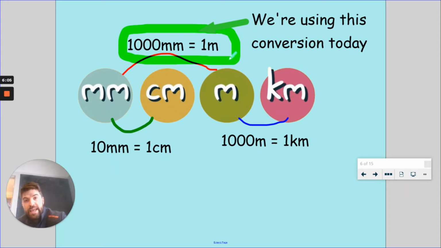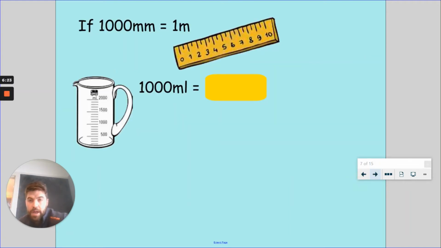This is the key conversion that we're going to use today. 1,000 millimeters equals 1 meter. Now, in the word millimeter, we've got that prefix, milli, M-I-L-L-I. And we can spot it in our other unit for today. So 1,000 millimeters is the same as 1 meter.